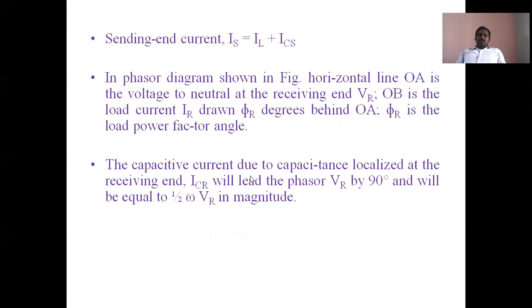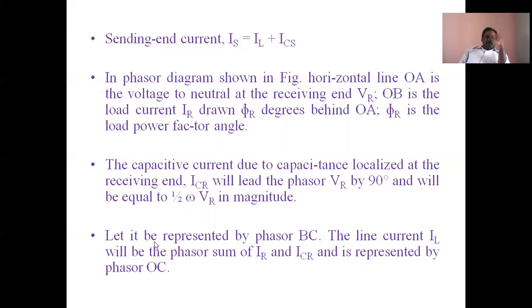Then the capacitive current due to capacitance localized at the receiving end, ICR, will lead the phasor VR by 90 degrees because it is a capacitor, and will be equal to half omega C VR. Get that? So it is a half section of the capacitor. That's why the voltage across the half capacitor is half omega C VR. Is that right? So let it be represented by phasor BC. The line current IL will be the phasor sum of IR and ICR, represented by phasor OC.